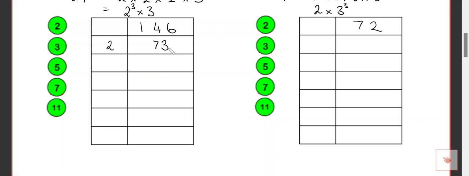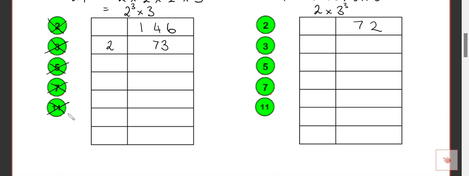Okay. Now, does 2 go into 73? No. Now here's a tricky one then, isn't it? Because 73, what goes into 73? Well, what we do is we start by, does 3 go into it? No. 5, definitely not. 7? No.